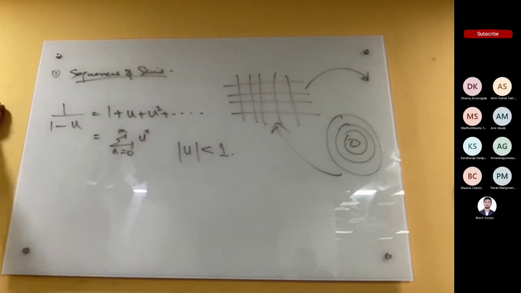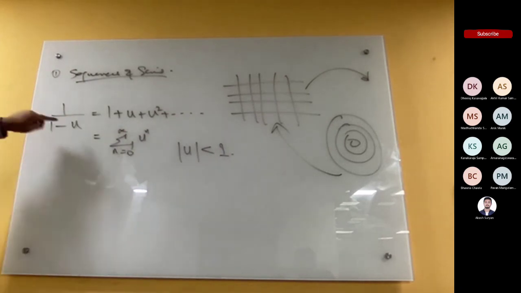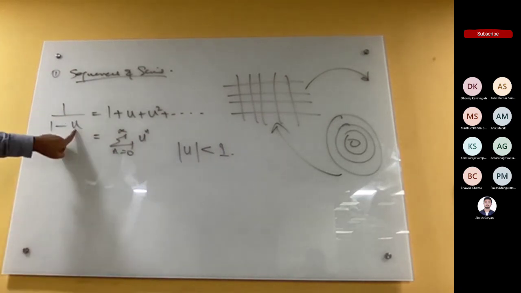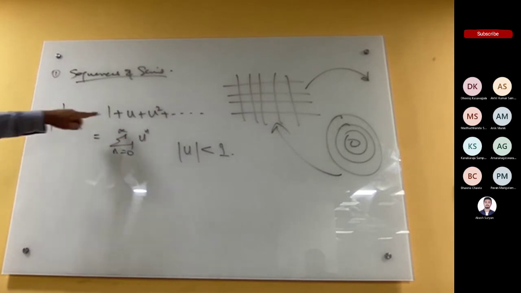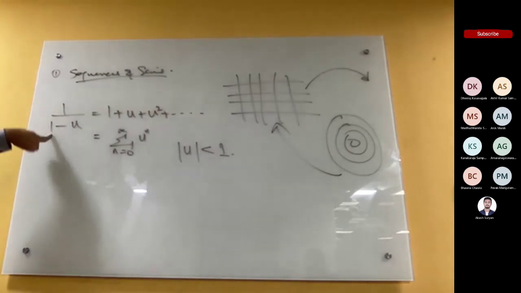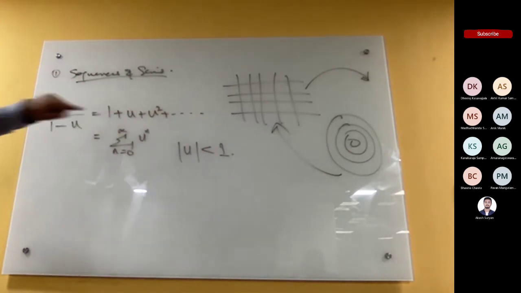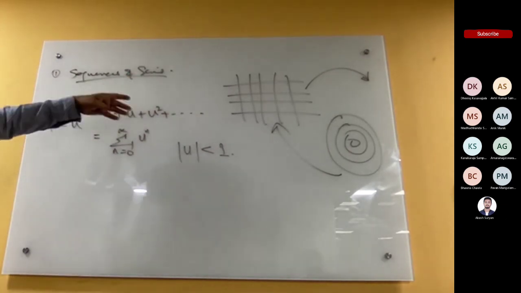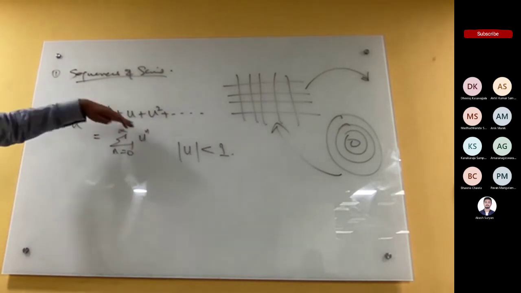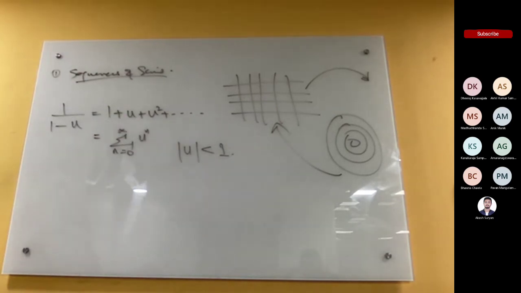Makes common sense, right? So see, when u equals 1, this is simple. When u equals 1, this will not work. Correct? Because it is division by 0. When u is less than 1, this converges to 1 by 1 minus u. Okay? You can check that out. It's by simple ratio test. You can do that and you will get the answer.